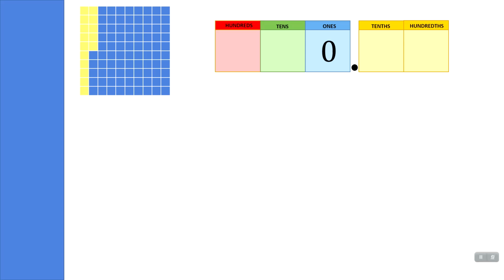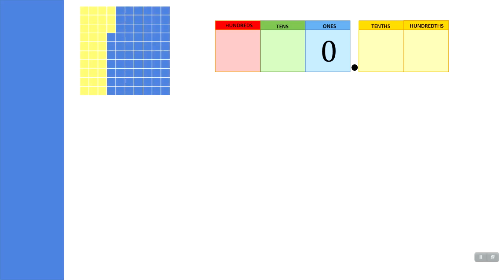Now let's count the yellow squares in this one. We know the first column is 10 squares, and then we have 1, 2, 3, 4, 5 squares in the second column. That gives us 15 hundredths. And because we can only write one digit in each place, we have to write the 5 in the hundredths place and the 1 in the tenths place to make 15. So 0.15, we don't say "zero point fifteen", we say each digit one by one. 0.15 is 15 hundredths.